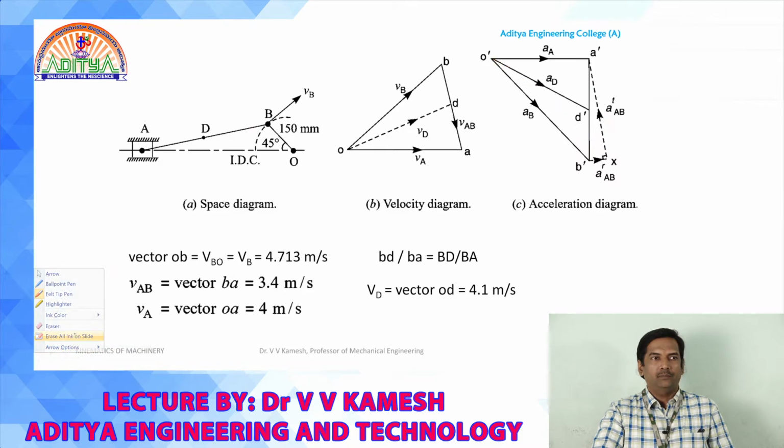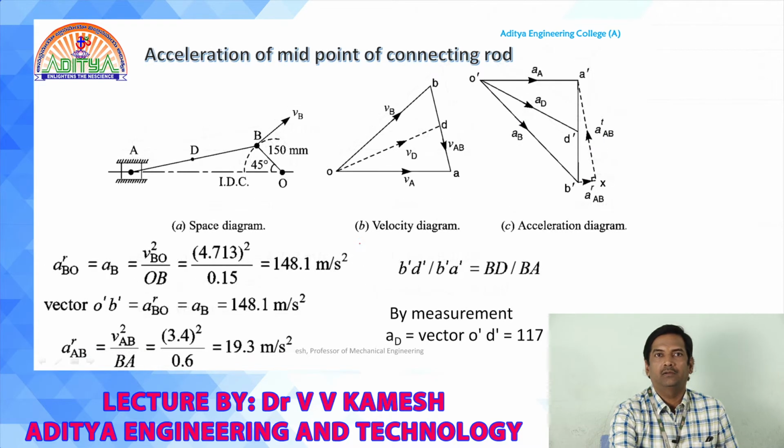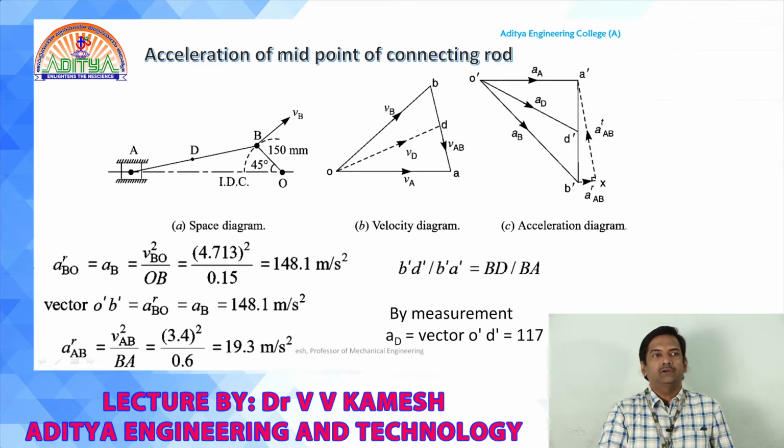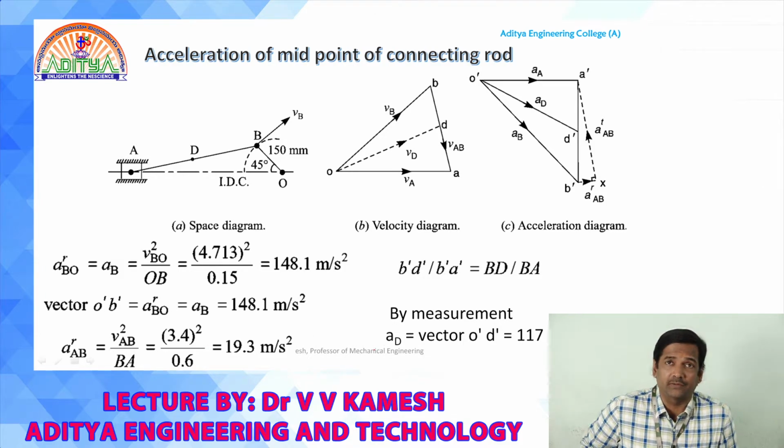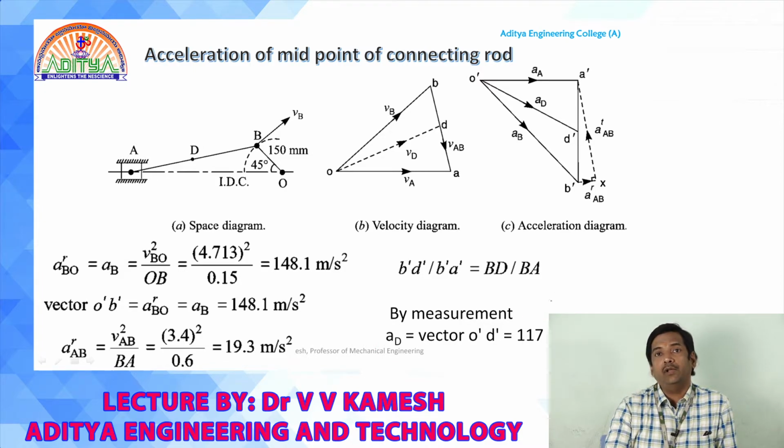Now, from this acceleration profile, we will calculate one by one. So, this is all how to calculate this B dash x point and the acceleration of this AB finally. So, this B dash x will be 148.1 meters per second square. Based on this, we need to take a sufficient scale and we need to draw B dash x.